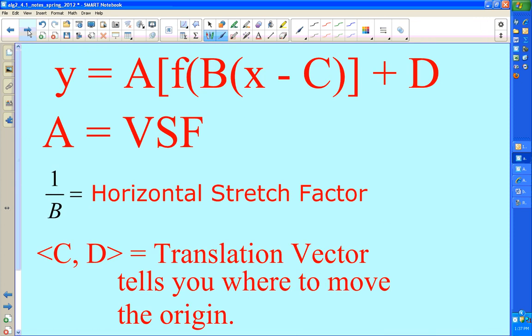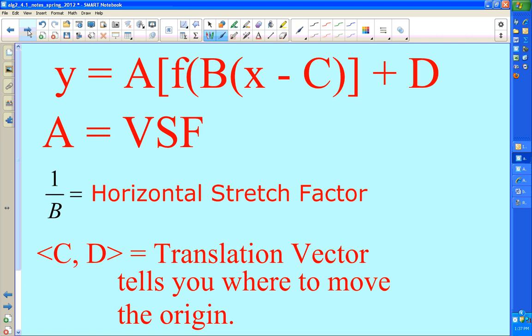Now, this is not related to standard form. This is what we talked about earlier, and it's our second form of a parabola, and we'll get to that shortly. But I want to remind you of these things. You have this in your notes already. If you were in this form, a times f of b times x minus c plus d, then you would already know the vertex. It would be c comma d right here.